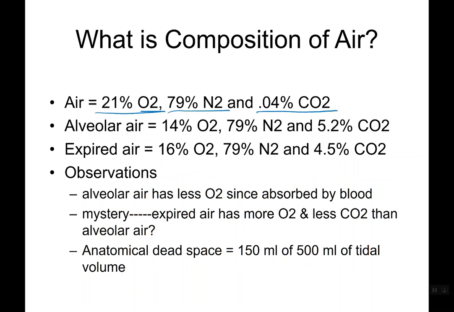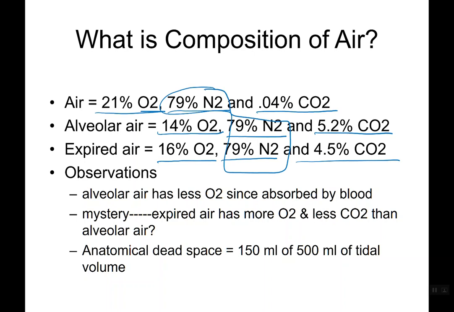By the time the air gets to the alveolus, the O2 percentage is about 14%, 79% N2, and 5% CO2. And that's because, of course, carbon dioxide is diffusing from the blood into the alveolar air. And the air you breathe out is about 16% oxygen, 79% N2, and 4.5% CO2. So notice that nitrogen concentrations remain the same. Why? Well, there's no difference and there's no driving force there.